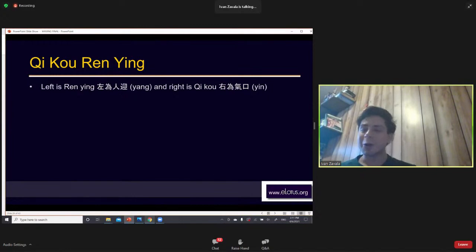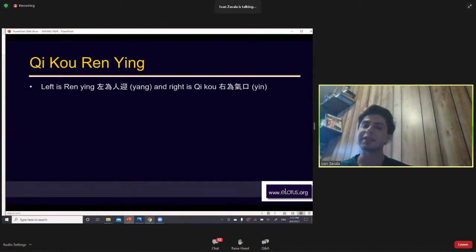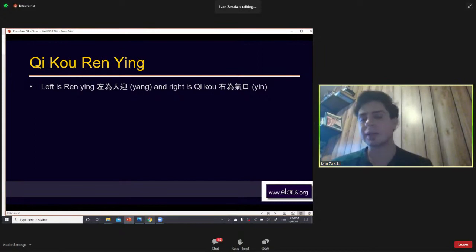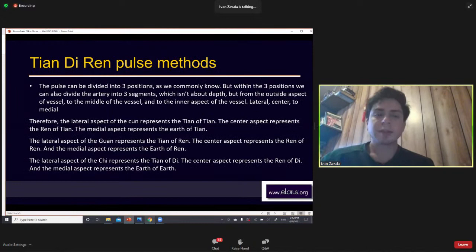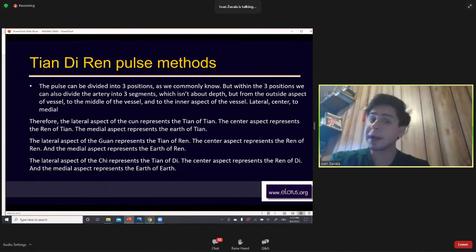But no, instead they say, well, left is Renying, because left is yang, and right is Cunkou, the mouth of qi, right? Renying means the meeting place of humanity, like Renying, stomach 9, and Cunkou means the mouth of qi. So the right pulse is Cunkou, and the left is Renying, right? Yang versus yin.